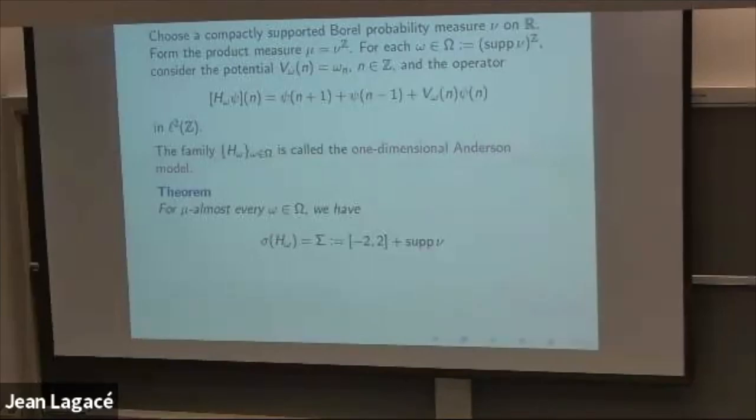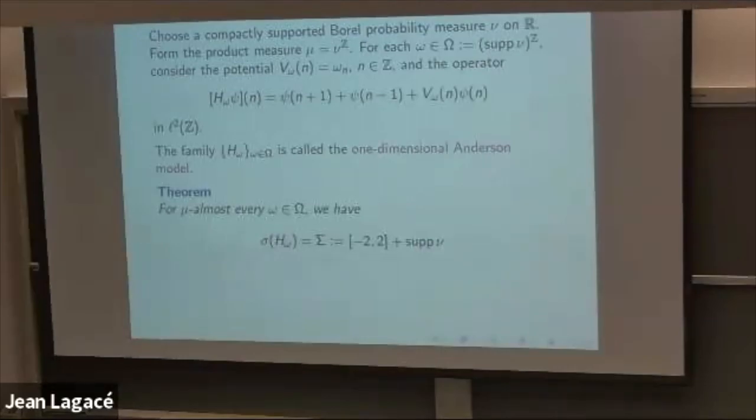And this is a classical theorem. This is from 1980 in a paper of Kunz and Souillard that identifies the spectrum for mu almost every omega as this set. First of all, the spectrum for mu almost every omega is equal to the same set. And they even tell you what the set is. It's the Minkowski sum of the interval [-2, 2] and the topological support of mu.